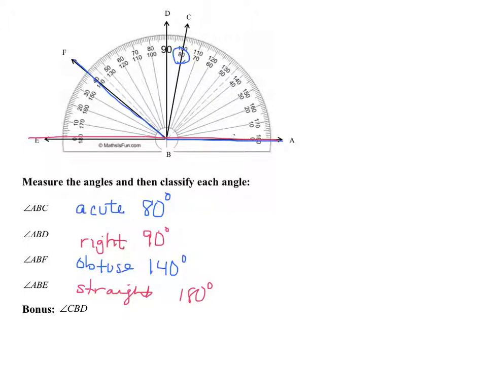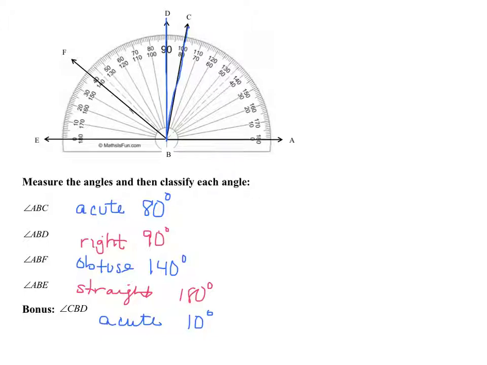Now there's a little bonus. Let's do CBD. Let me erase what's on here so that we are not confused with the bonus. I love a bonus. Okay, let's do it in blue. So CBD. That definitely is less than 90 degrees, so it's acute. See how cute he is? And then it goes from 80 here to 90, so that measurement would be 10 degrees.